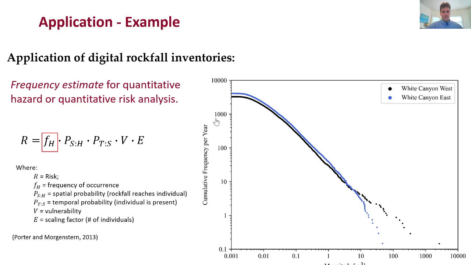So an application example of this is for the magnitude-frequency relation, and we can quantify a risk based on a frequency of occurrence multiplied by the different probabilities involved in a particular risk scenario. And one of the most important parameters in this is the probability that a rockfall occurs, and that can be quantified based on a magnitude-frequency relation. So these databases can be very useful for quantitative risk analyses.